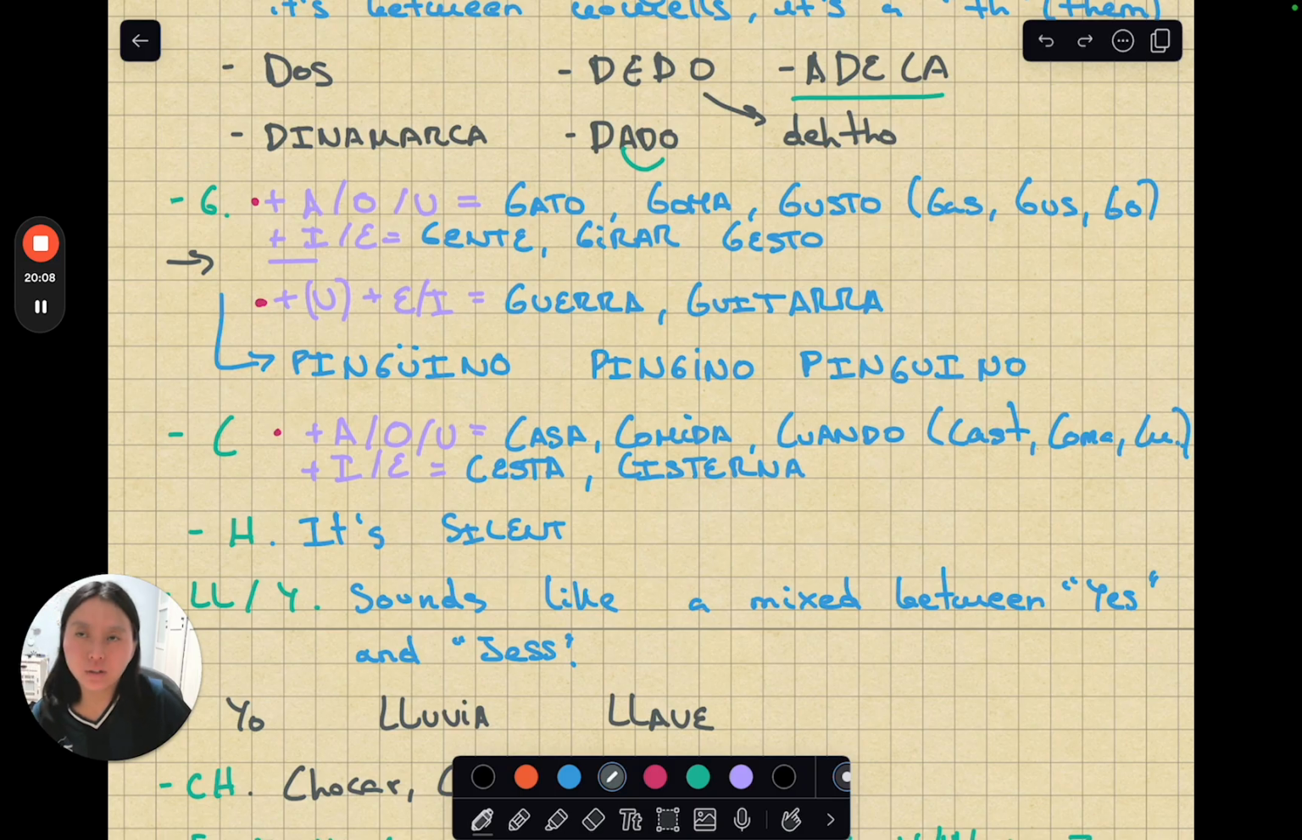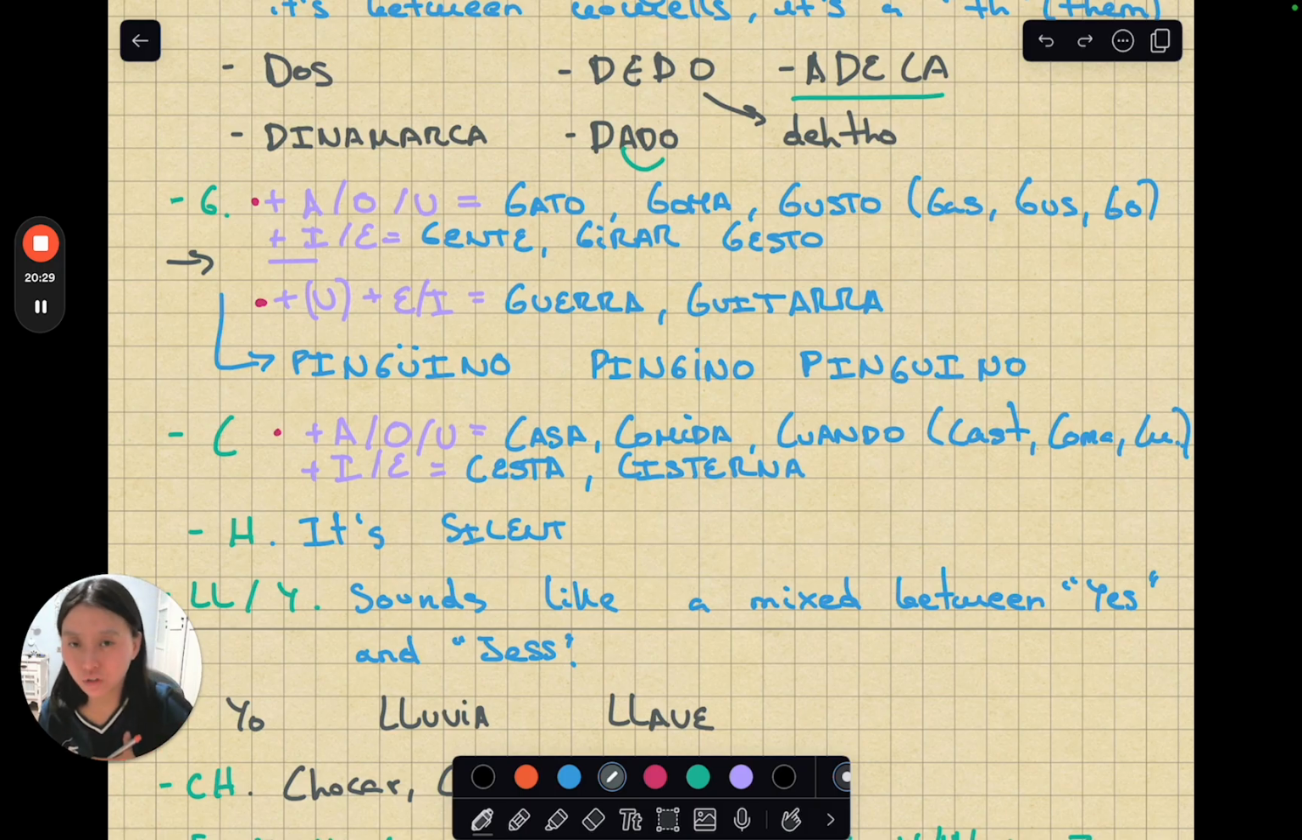If you want a little tip here, every sound that in English is a j sound, in Spanish is going to be a h sound, either if it's with G or with J. Starting with my name, for example, in English is Julia. In Spanish would be Julia.